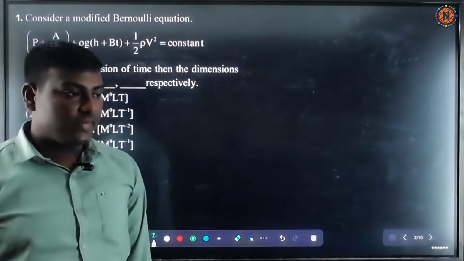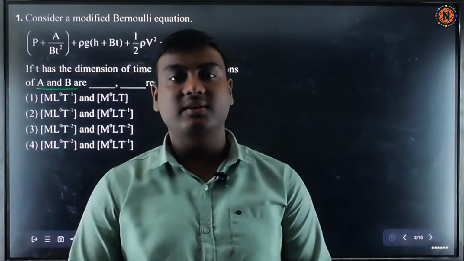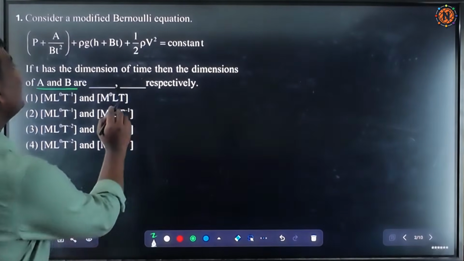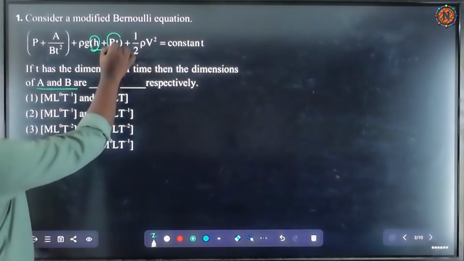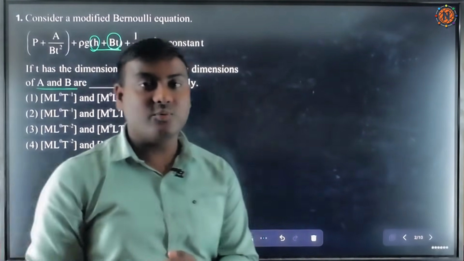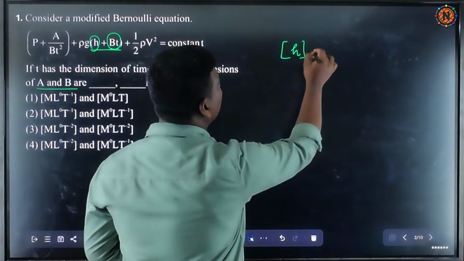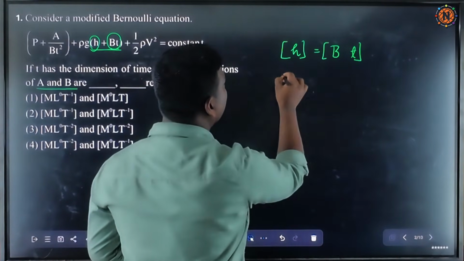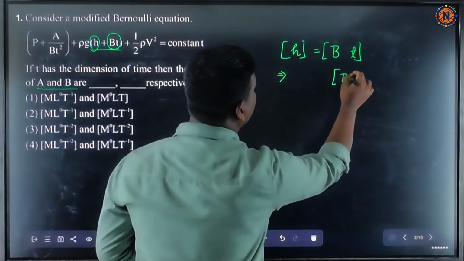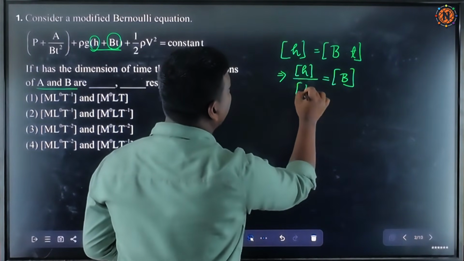Okay. So the method is, when two quantities are added, their dimensions will be equal. Yes or no? So you can see from this bracket, this quantity and this quantity, their dimensions must be equal. So we can write dimensions of H will be equal to dimensions of B into T. Now from this, the dimension of B will be equal to dimension of H divided by dimension of T.